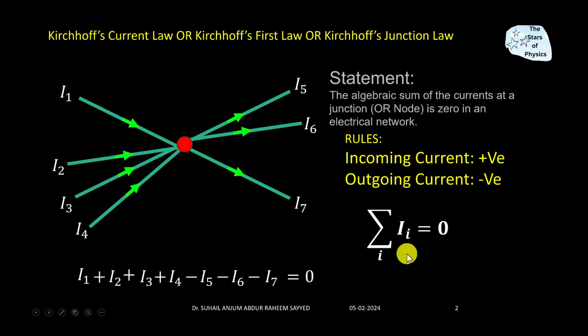In general, we can have n number of currents, so for that, the summation of I is equal to 0. So this is Kirchhoff's current law.